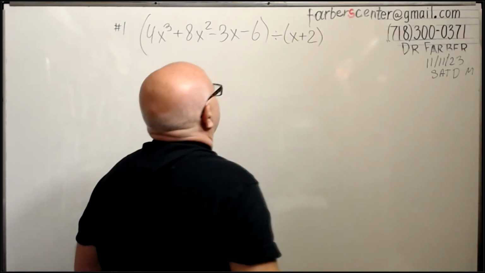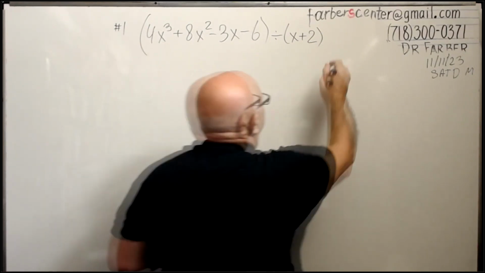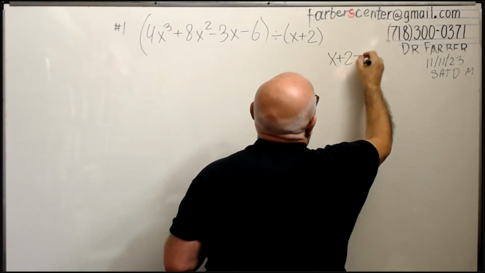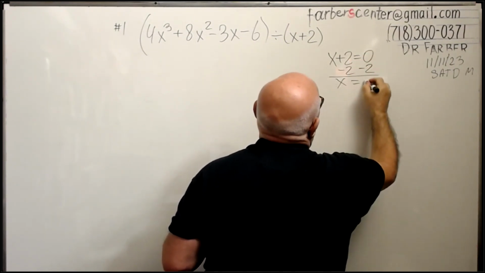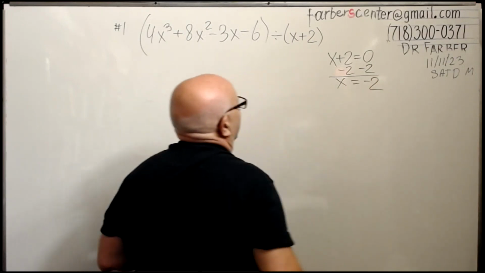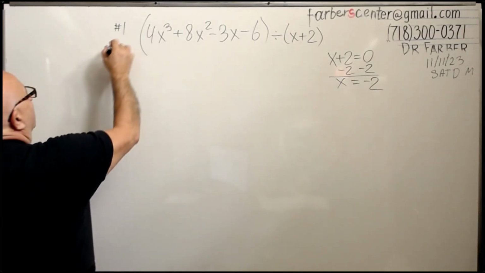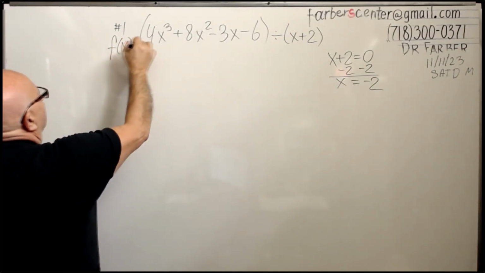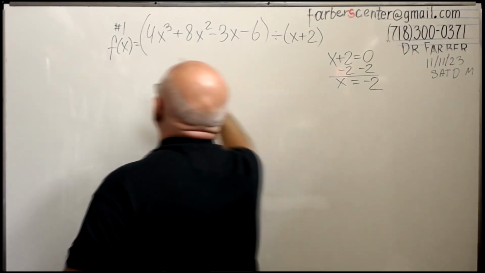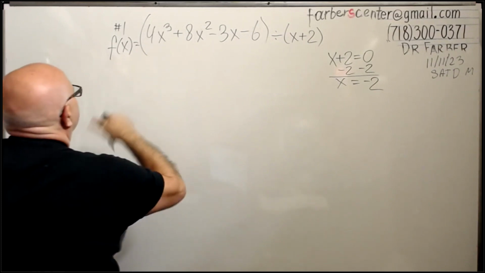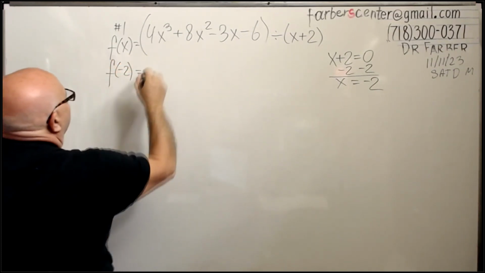So step number 1, set the remainder when it equals 0. x plus 2 equals 0 when x equals negative 2. According to this remainder theorem, imagine this is a function of x, and you have to plug in this negative 2 instead of x. So actually f of negative 2 would be what?